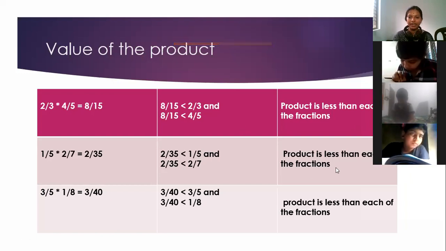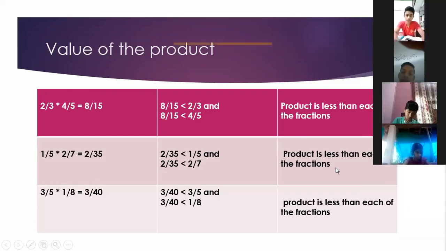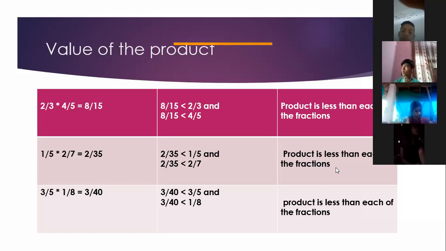Is there anybody who completed this? I completed. Okay, then please explain. Which number have you chosen? 6. Then your fraction becomes 6 by 8, is it? Okay, then what is the product of 3 by 5 and 6 by 8? 18 by 40. Then how will you compare this 18 by 40 with each of the fractions?